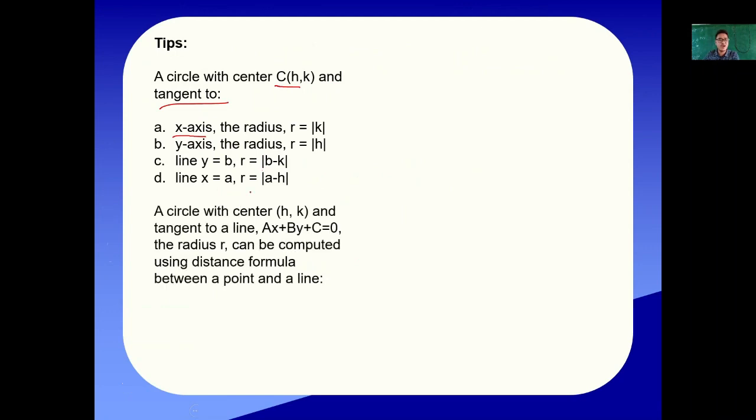If given naman ang point and line, we can also compute the radius or distance. A circle with center h, k, this is the point. And tangent to a line, this is the line, yung ax plus by plus c is equal to 0. The radius can be computed using this formula. r is equal to d is equal to absolute ax plus by plus c all over the square root of a squared plus b squared.